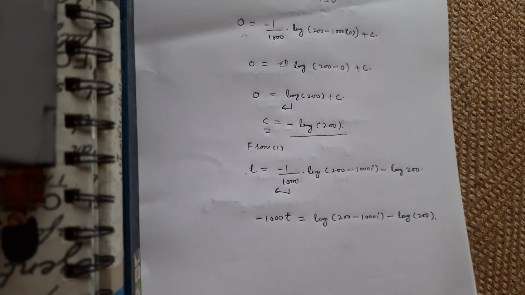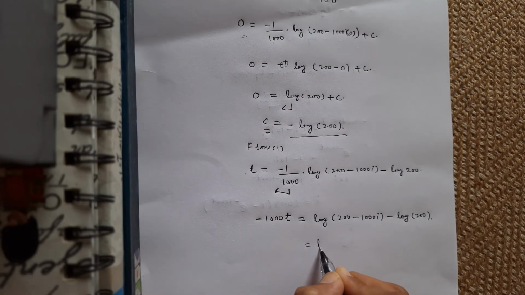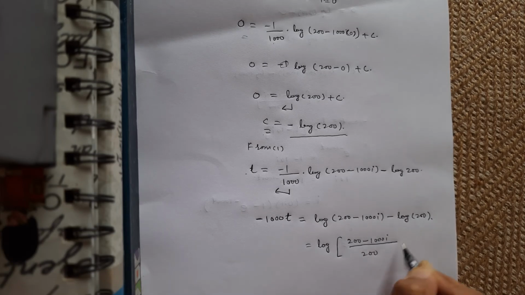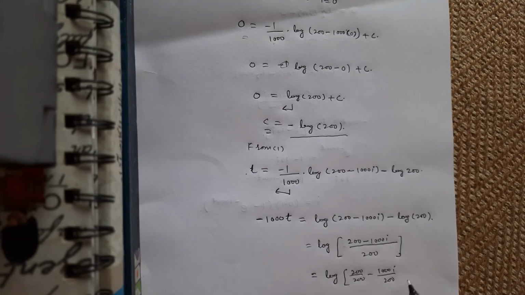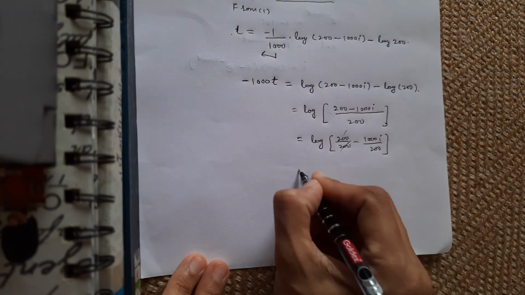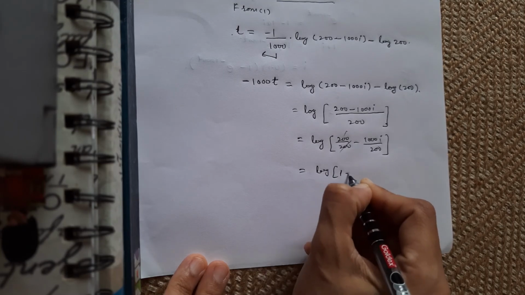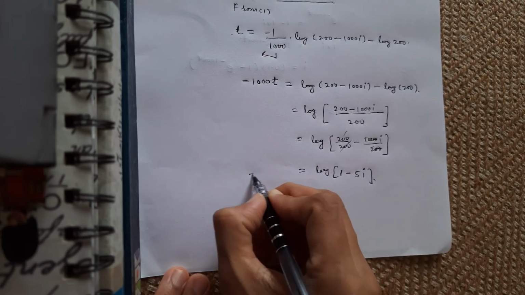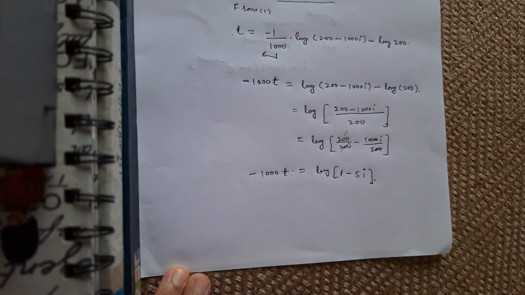Okay, now log A minus log B is log of A upon B. So I am applying the same formula here. 200 minus 1000 I upon 200. Okay, so this is the log. Just separate it. So 200 upon 200 minus 1000 I upon 200. Make the simple calculations. I get this cancelled. Log of 1 minus, these 2 get cancelled, 5i. And here I have minus 1000 T.